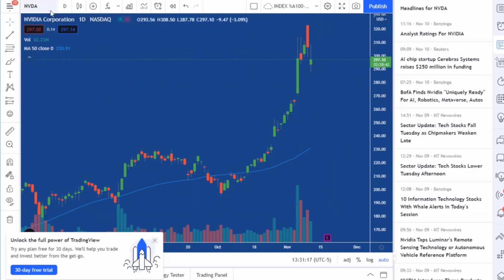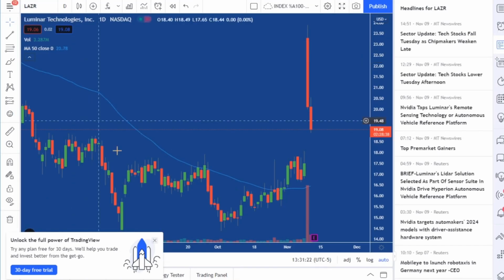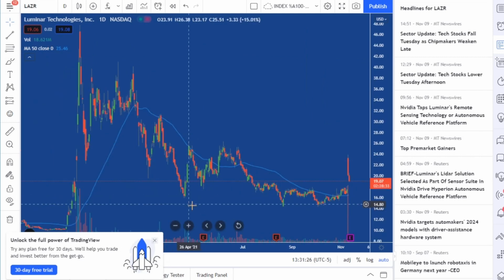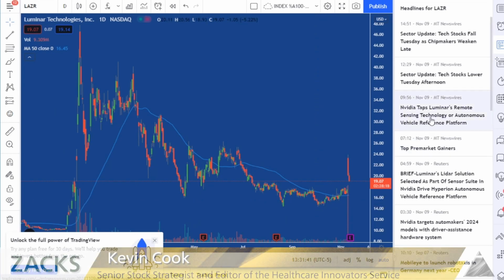All right, so let's talk about Luminar. We've owned Luminar for a little while. We started buying it in the summer, under 18, and we were fortunate enough to buy this dip down to 15 in October. They only have one partner, Volvo, and they're only projected to do 45 million in sales next year. But this was the big news.